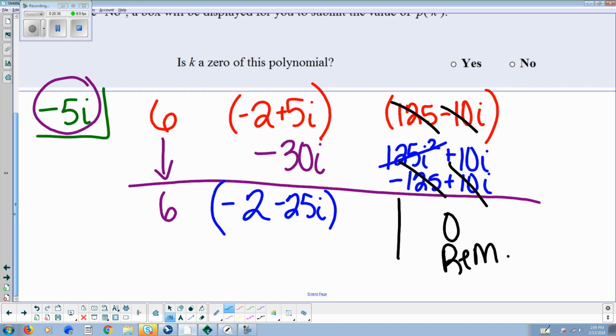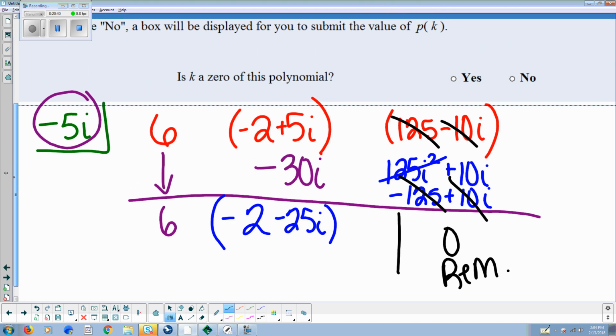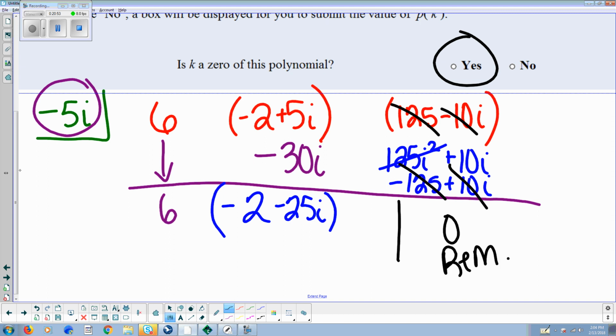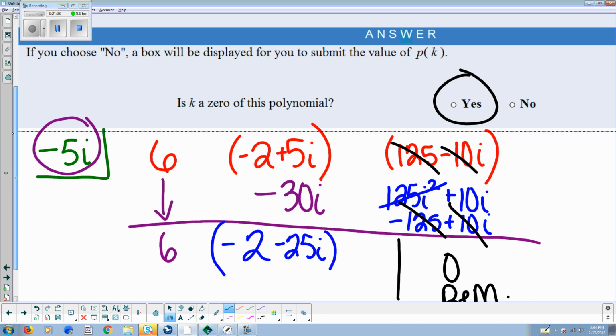So the question says, is k a 0 of the polynomial? Well, if I get a remainder of 0, then I would say yes, it's a 0 of the polynomial. Now, the next part of the question is, if you're going to answer no, if I get any number other than 0 here, if my remainder were 3, or anything that's not 0, then I would say no. Okay? But it says that if you choose no, a box will be displayed for you to submit the value of P of k.